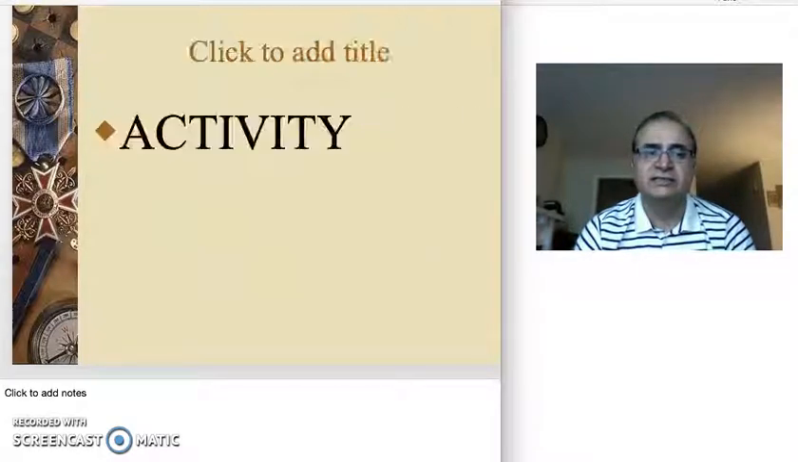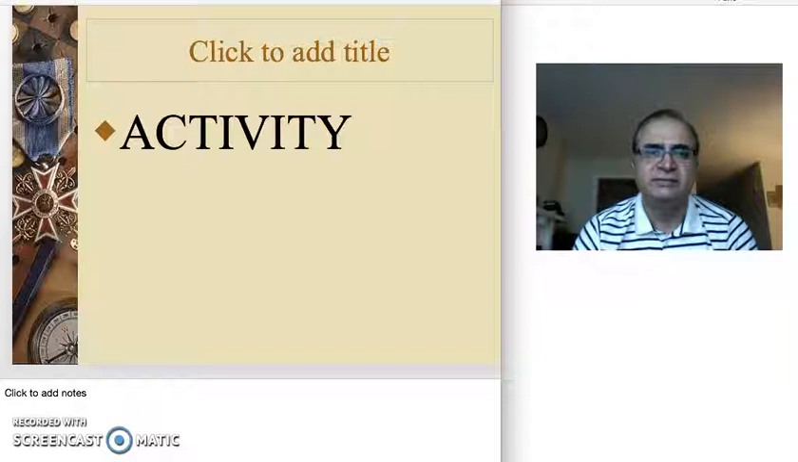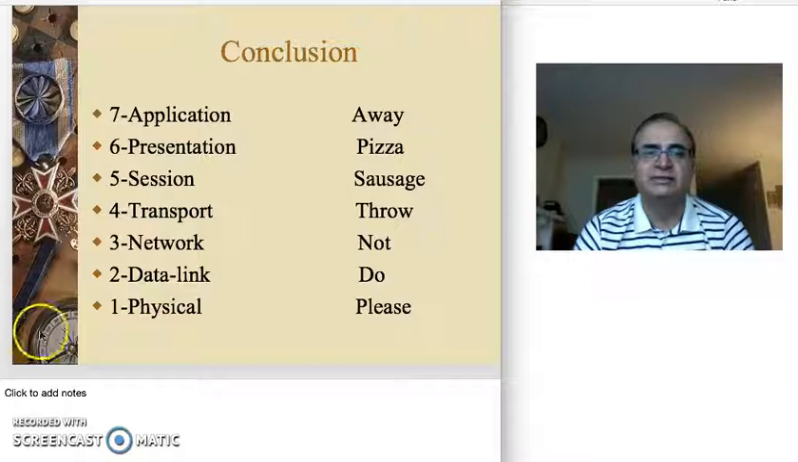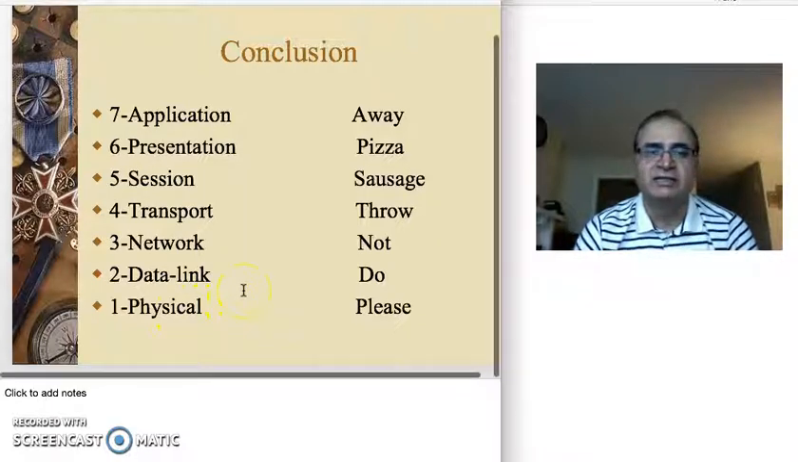So the next is an activity. It is sometimes difficult to remember the sequence of these 7 layers, so I have tried to make it simple for myself as well as for a new person who is trying to learn this. This is the sequence from 1 to 7, and on the other side I have made a sentence: Please do not throw sausage pizza away. Every first letter of each word gives us a hint about the layer name, so it is a little easier to remember in that way.